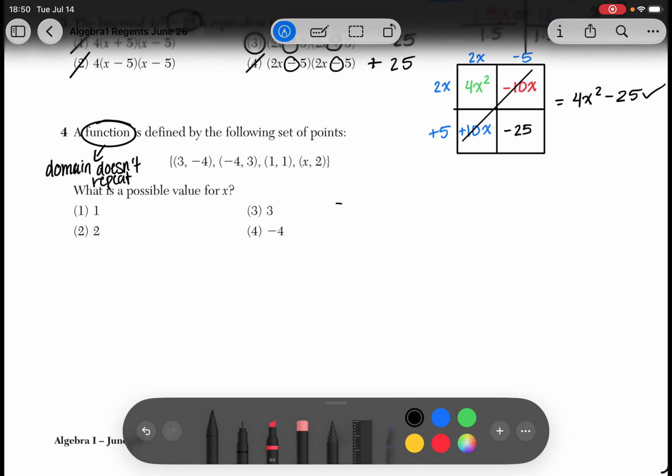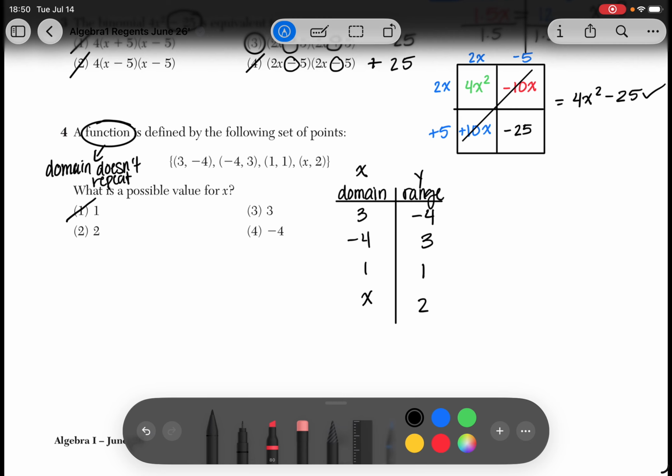I personally like to make this into a t-chart once again, similar to that chart that I did above. And we're going to have our domain on one side, which would be our x values, and then our range on the other. Or you could write it as input, output, your choice. So we have 3, negative 4, 1, and then x. And then we have negative 4, 3, 1, and 2. So we already in our domain use 3, negative 4, and 1, so we can't repeat that again. So if those are any of the answer choices, we can automatically cancel that out.